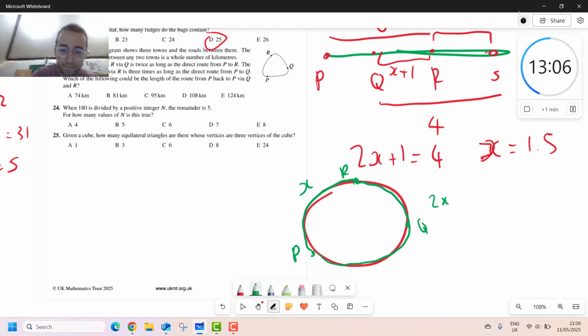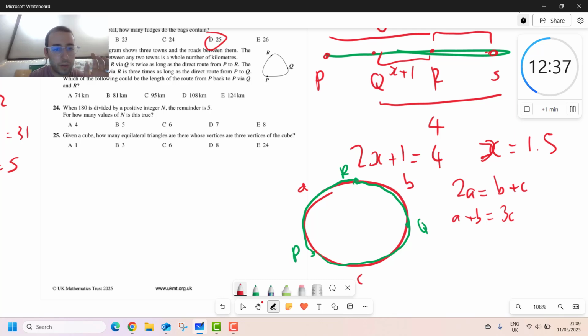Okay, 1 second. Not like this. Let's call this A, B, and C. And we can say 2A equals B plus C, because those two are twice as big as the direct route from P to R. And then P to Q via R, so A plus B, is 3 times as long, equals 3C.